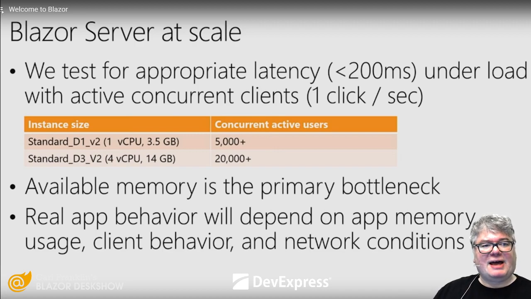But if they bumped that up to 4 virtual CPUs and 14 gigs of RAM, they were able to support 20,000 on 1 box. So again, available memory is the primary bottleneck. Now, it also brings up the question of, well, what if we want to scale out? Scaling up is one thing with one server, but scaling out, can I run these in, you know, Docker containers, for example? And the answer is yes.